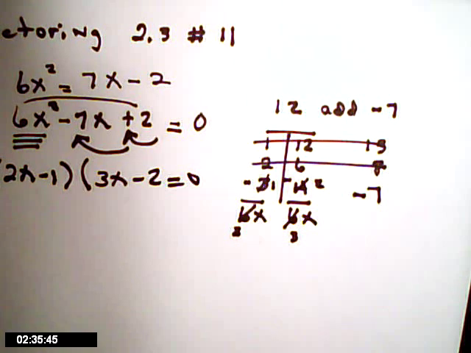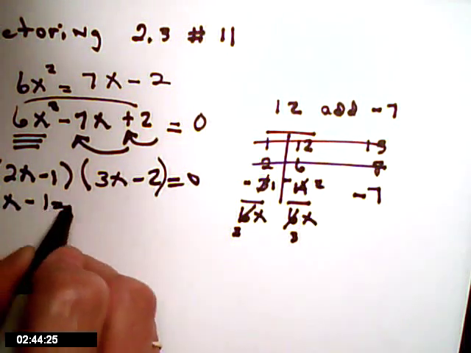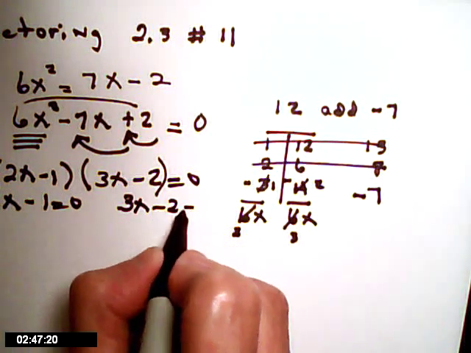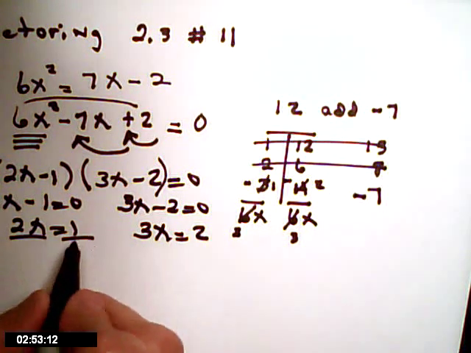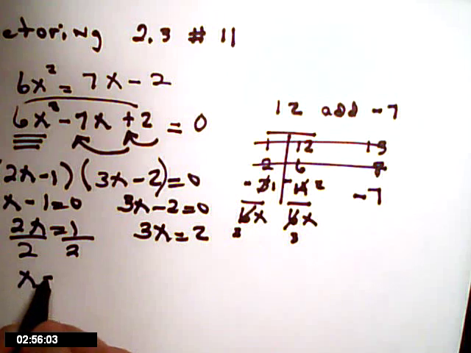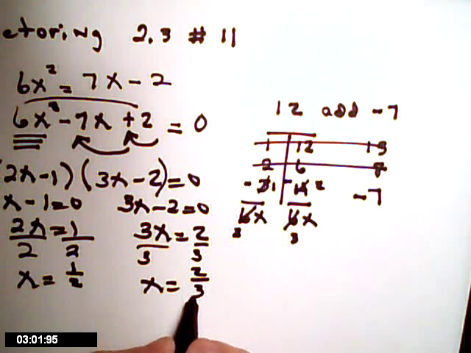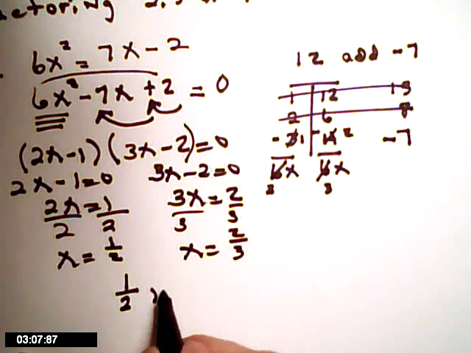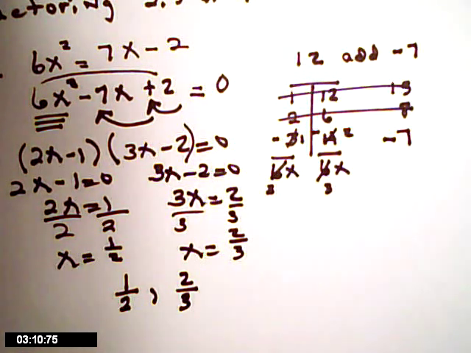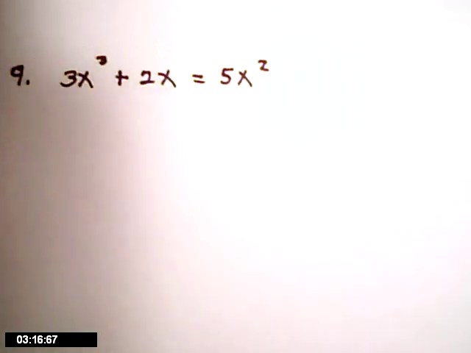Now I have two linear equations, and I'm going to solve for both of these. Set both of them equal to 0. Move your constant to the side by itself. Divide by the coefficient of x. So 1 is x equals 1/2. Divide by 3 in this one, x is equal to 2/3. Now remember, my math lab will want you to write this as one answer, comma, the other answer. These are called zeros.